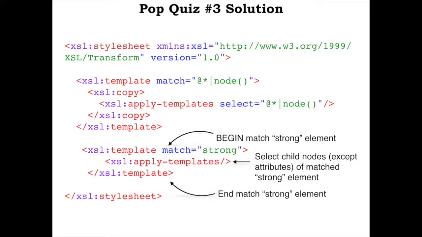So before we just had template match strong with nothing inside, we've added just one line to completely change what happens. So inside we've added the line apply templates, which means instead of do nothing, skip that element and process its children. So this time you can see we begin match strong element, then this time we select the child nodes. Actually, apply templates doesn't do attributes by default, so that's a fine distinction there. So it just gets the children elements, and then end the match strong element.